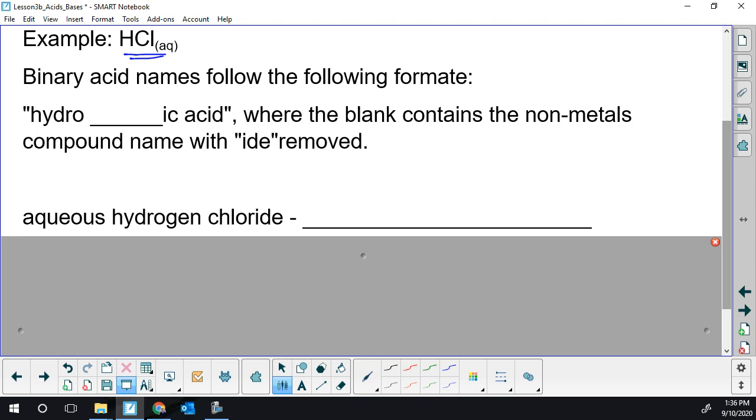So I have to start with hydro, because this is a binary acid, hydrogen and one other thing. The chloride, I'm going to drop the ide. So chlor. Drop the ide, and now I'm going to go ic space acid. So when I put hydrogen chloride in water, we now have made hydrochloric acid.